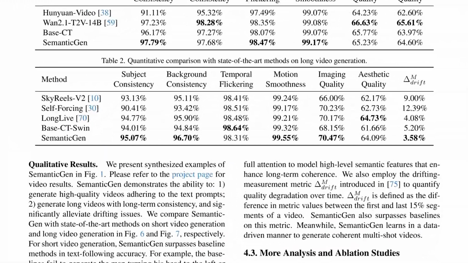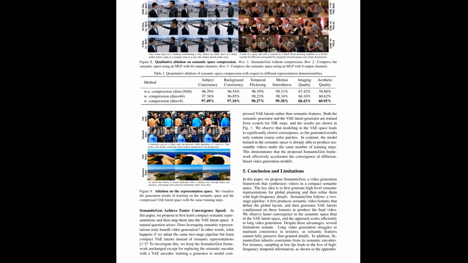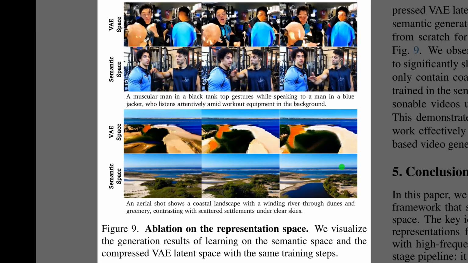Table 2 shows that the semantic first pipeline stays more stable when videos get long, which is exactly where drift usually ruins coherence. This table summarizes long video scores across consistency, flickering, smoothness, and also a drift metric called delta M drift, meaning how much quality drops from early to late segments. SemanticGen posts the lowest drift at about 3.6%. SemanticGen also leads subject consistency and motion smoothness, while imaging and aesthetic scores stay in the same general range as strong baselines.